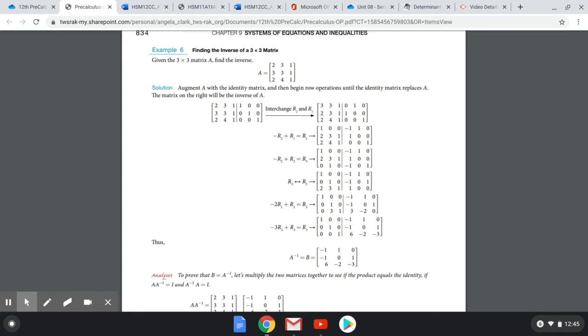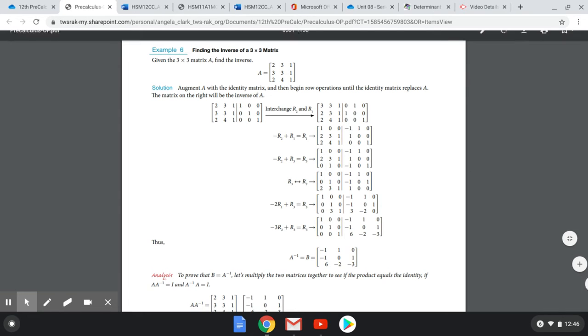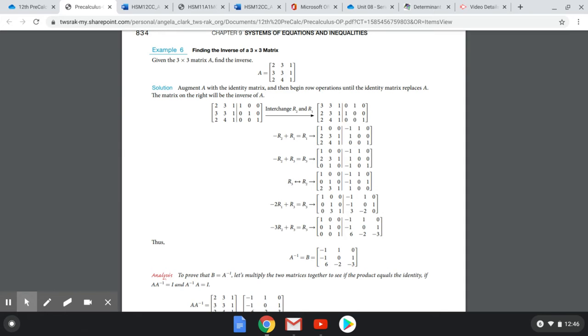All right, continuing on in 9.7, we are looking at an example of how to find the inverse of a 3 by 3 matrix. So we're going to be taking our matrix and we're going to augment it with the identity. And then we are going to use Gaussian elimination to get the identity on this side. And then whatever we end up with on this side is going to be our inverse. So that's going to be the strategy whenever we're trying to find an inverse of a 3 by 3 matrix.